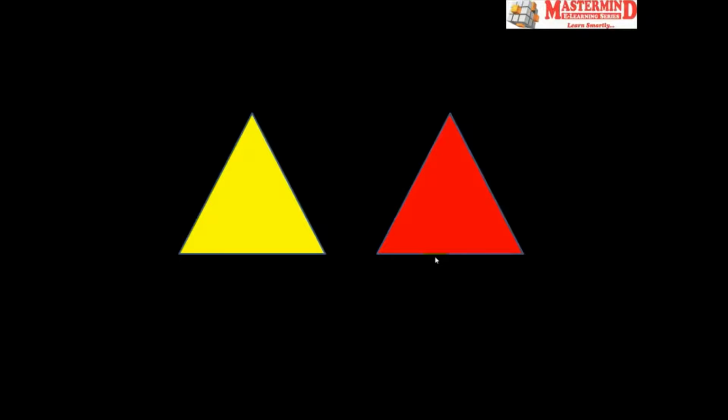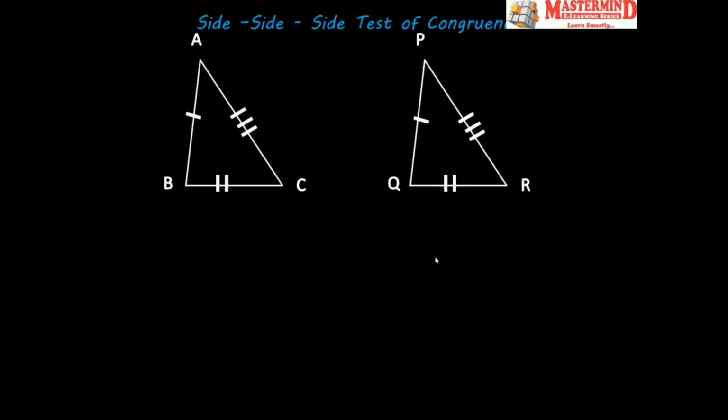So if we want to prove that two triangles are congruent, how would we prove that? We need not find out whether all the sides or all the angles are congruent, but there are some criteria for deciding whether the triangles are congruent or not. So let us learn the tests of congruency of triangles. The first test is the side-side-side test or SSS test of congruence.